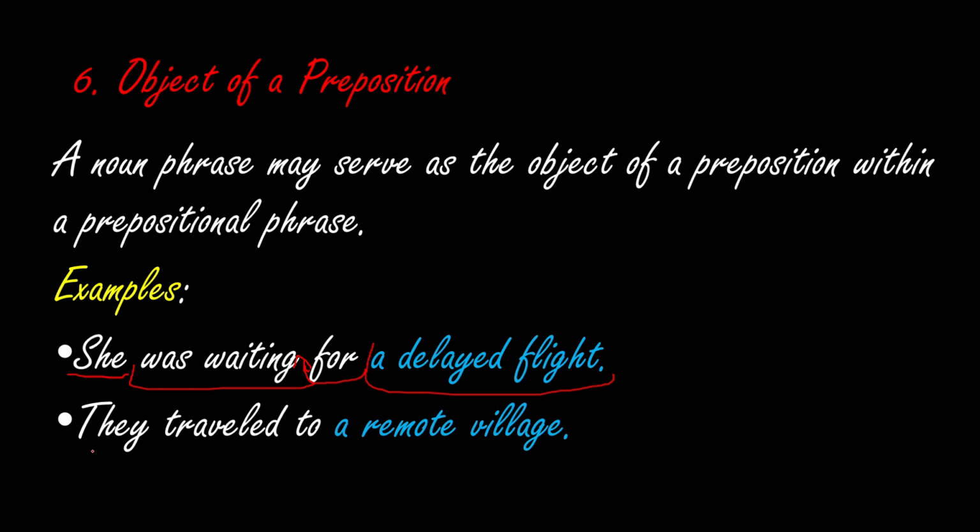We have: They traveled to a remote village. We have they, the subject, traveled is the verb, and we have to, the preposition. A remote village is a noun phrase that functions as the object of the preposition.